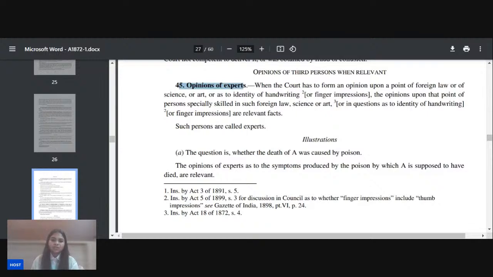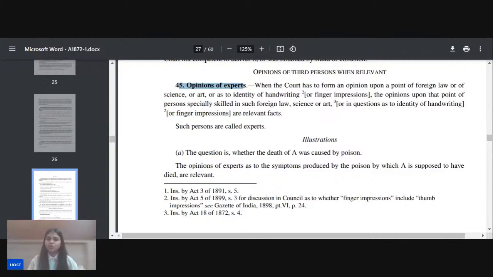Now the opinion here is like whatever knowledge they have, and they are giving their opinion on that. An expert is a person who is expert, or he's a skilled person in that particular field. So section 45 is talking about foreign law. Expert opinion is required in foreign law, science and art, identity of handwriting, identity of finger impression, and electronic evidence, right? But also you see that section 46 talks about the evidentiary value.